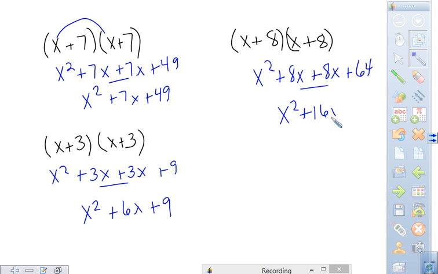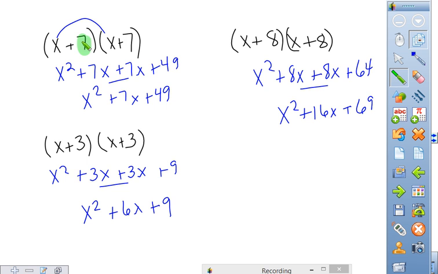So now if we look for a pattern, this is the term we're looking at, the 7. And I see a mistake here. What should that number be? 14. So 7X plus 7X is 14X. And that kind of highlights what our rule is going to be.